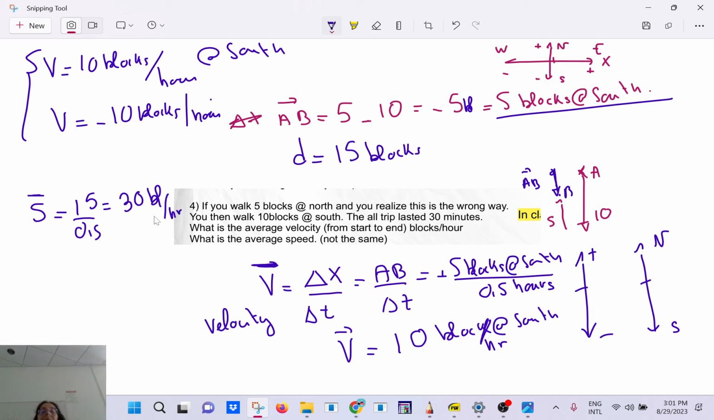That makes sense. That's just a matter of definition. Velocity depends on the displacement. So if you are moving to the left, the velocity will be to the left. If you are moving to the right, the velocity will be to the right. Okay?